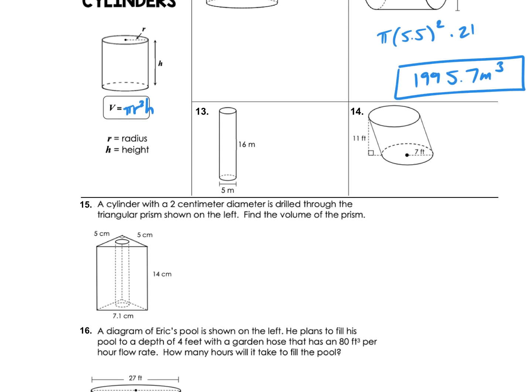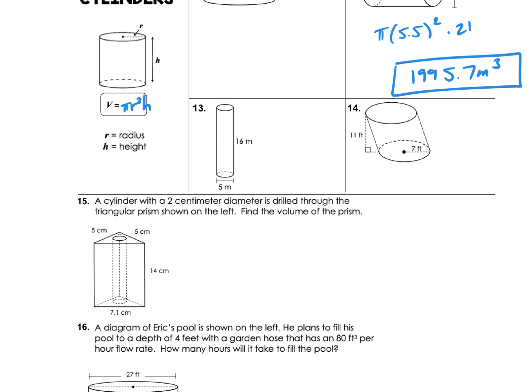All right, number 14. Remember, height is the perpendicular height to the base. So if I give you the slant height, that's not your height. You have to go find it. So on this one, this is going to be pi times r squared times 11. So 1,693.32 feet cubed.